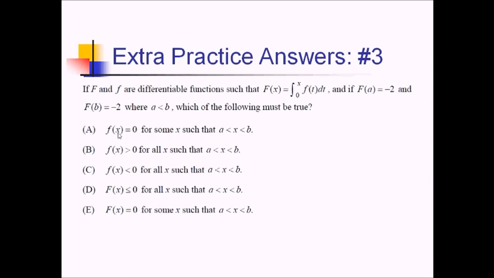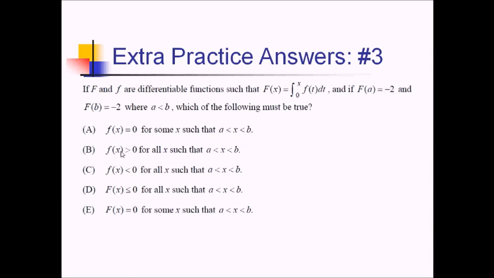So this is a good one for process of elimination. If you look at choice A, f of x equals 0 for some x between a and b, well, I mean, maybe that's true. It's kind of hard to tell based off what we had here, but I don't know that we can eliminate this right off the bat. The next one, f is greater than 0 for all x between a and b. So this one makes a little bit less sense.